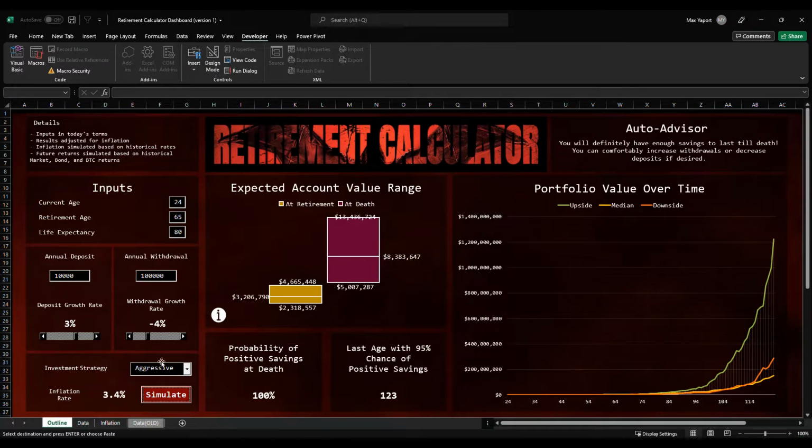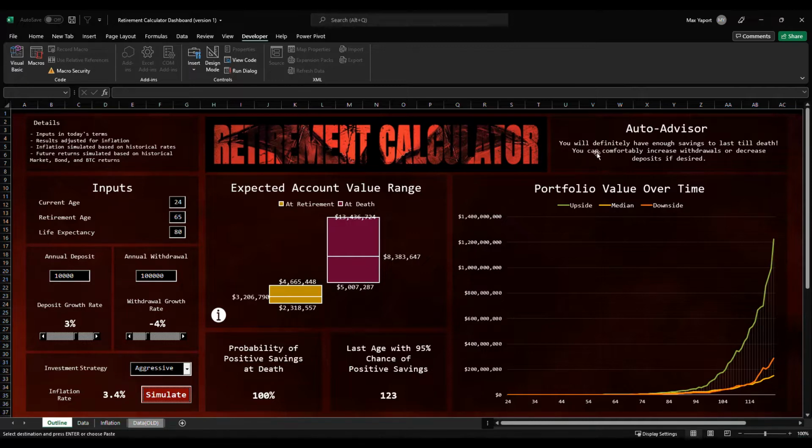So as you can see here, Batman has an expected account value range at retirement. His median, he did really well in saving. He had a good investment strategy as well. He will likely have about $3.2 million saved at retirement and about $8.3 million saved at death. And you can see his portfolio value over time here.